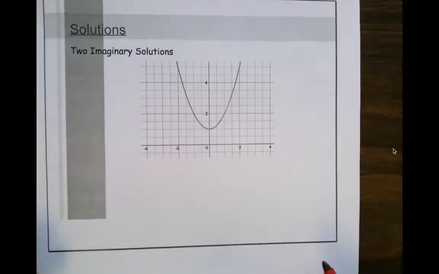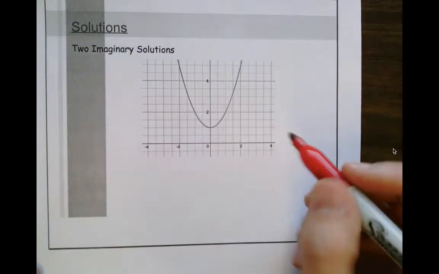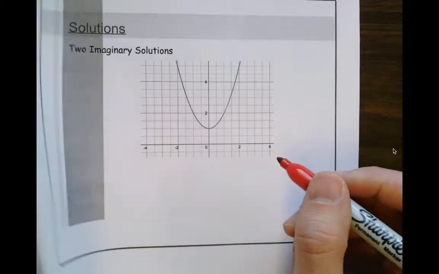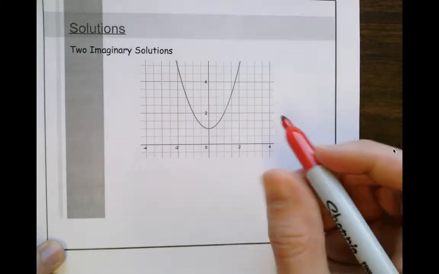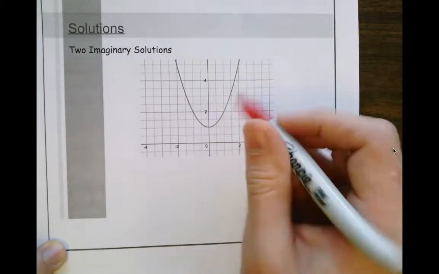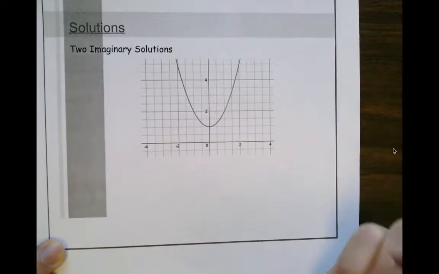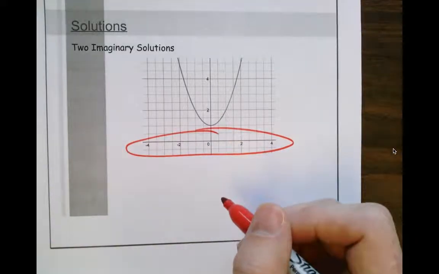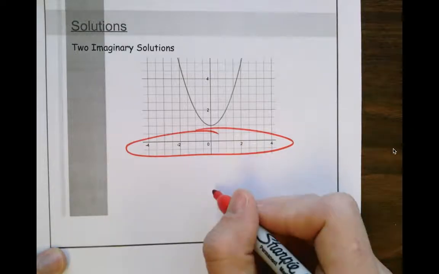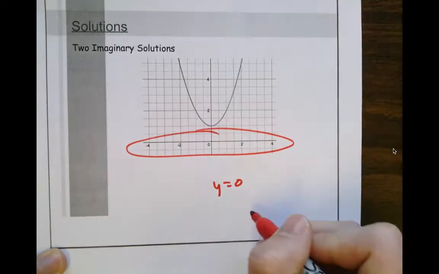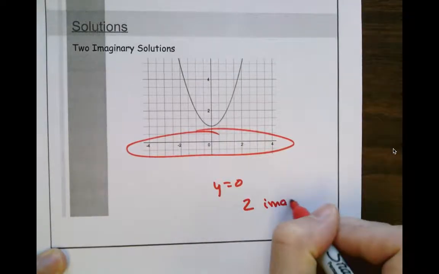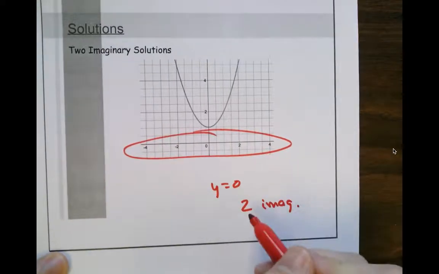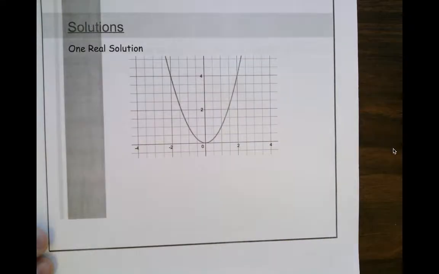This would be two imaginary solutions because it does not intercept the x-axis. Okay, it does not intercept the x-axis. So what that means is it's going to intercept the imaginary axis, which we talked about in class. But again, we see it does not intercept here, so there is no real answer. There's no real number where y is going to equal 0. So that means we're going to have two imaginary answers. Okay, again, it tells us the number and the type.